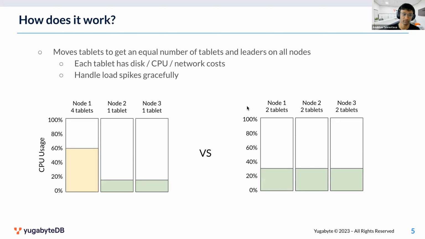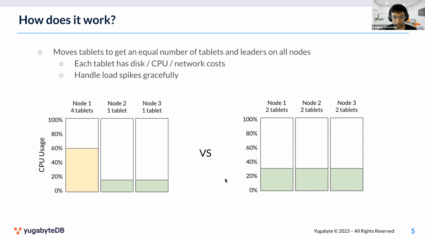Okay, so that being said, let's talk about why we actually want cluster balancing. The cluster balancer works by moving tablets and tablet leaders to get an equal number of tablets and tablet leaders on all nodes. The reason we want balanced tablets is because each tablet is going to require some sort of resources. These can be disk resources like disk space. It can be network, disk I/O, or CPU. So we want those to all be balanced.